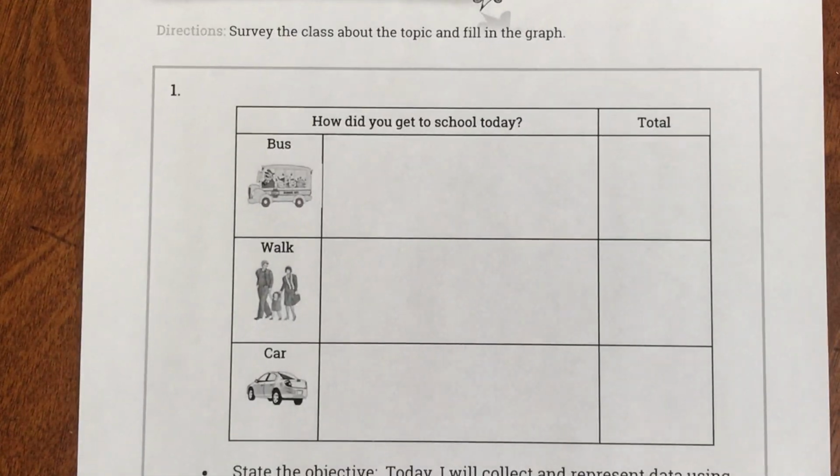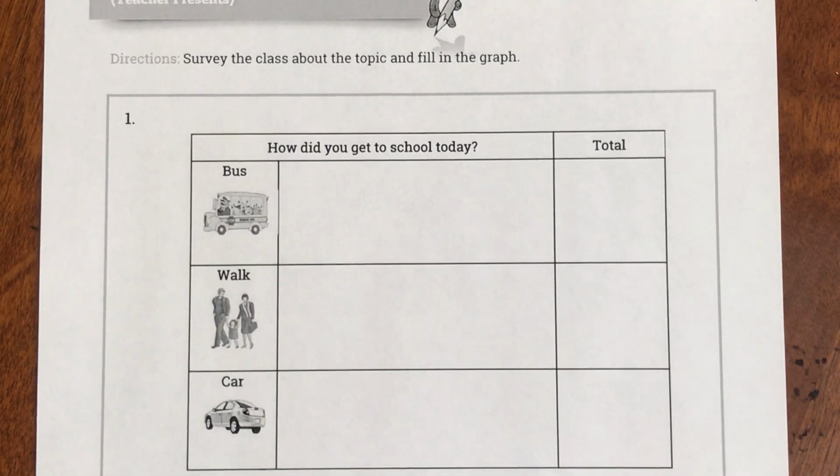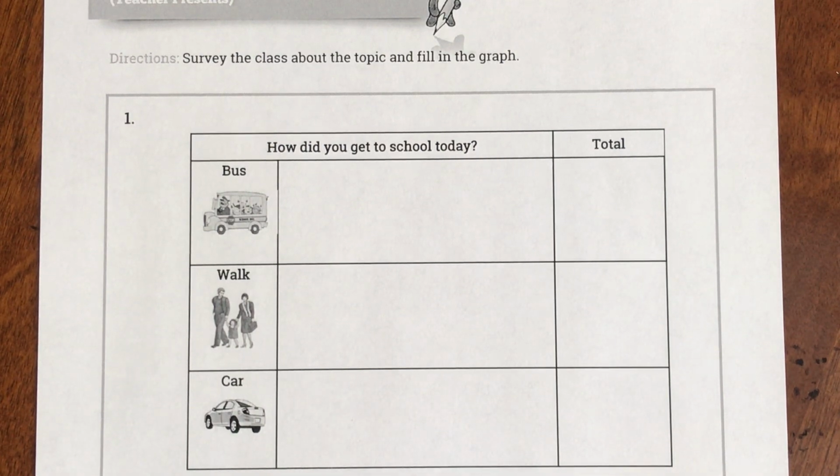Okay, so here is my problem. My problem looks like this. It says, how did you get to school today? And choices were bus, walk, and car. Well, I know right now most of you are just learning from home, so you probably walked from your bedroom to a desk or to the table. So this doesn't really work. Plus, I'm not able to ask you questions, so I'm just going to have to make up some numbers.